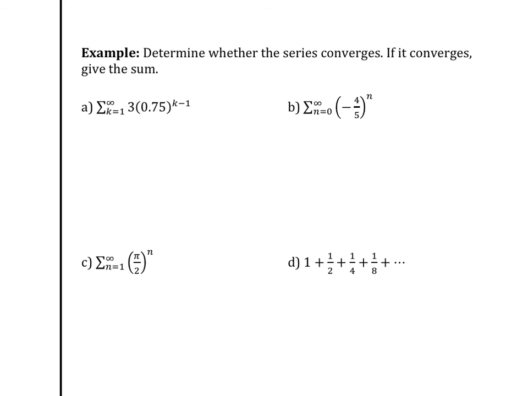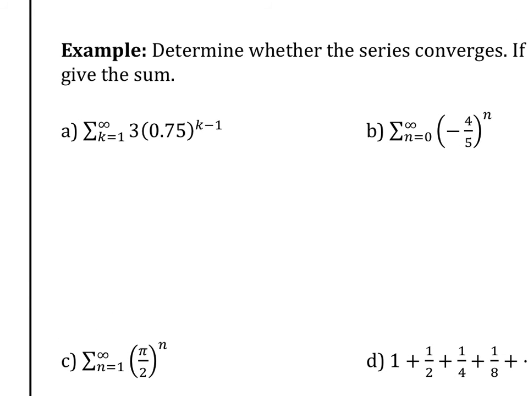So determine whether the series converges. If it converges, give the sum. Now, how can you tell whether the series is going to converge or not? Well, it will only converge if it is a geometric series. So then the question is, what makes it a geometric series? Very easy to tell. This function has to be an exponential function. So remember, exponential function means base to a variable, which this is. And so then what you do is you look at the base. Whatever the base is, that is going to be R. So R is 0.75.